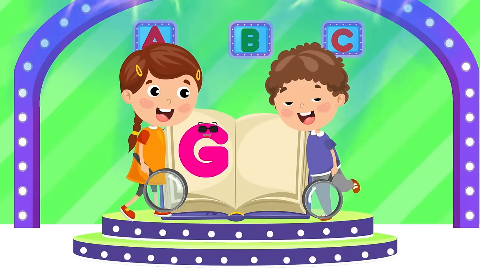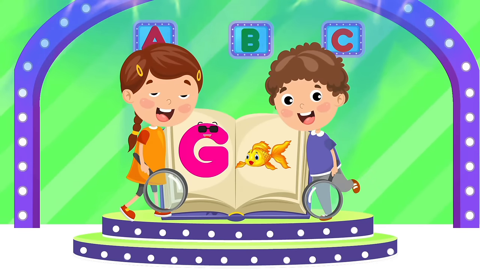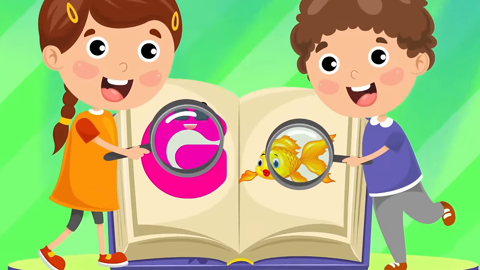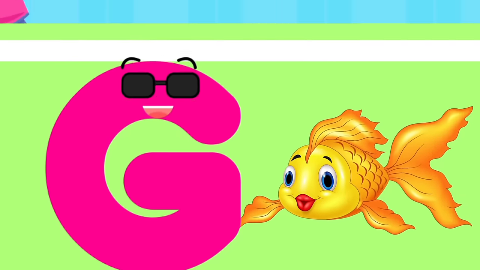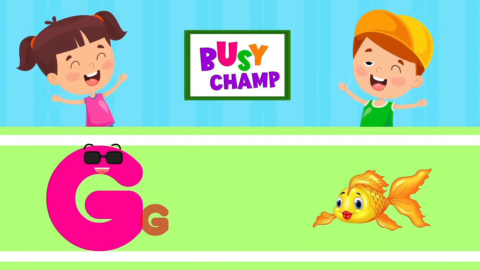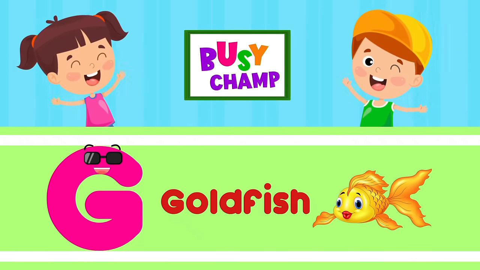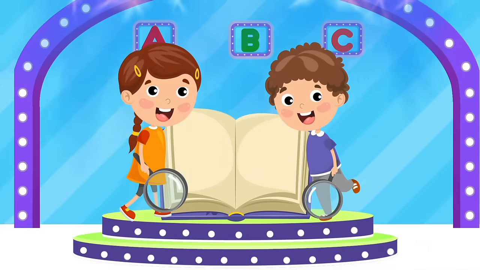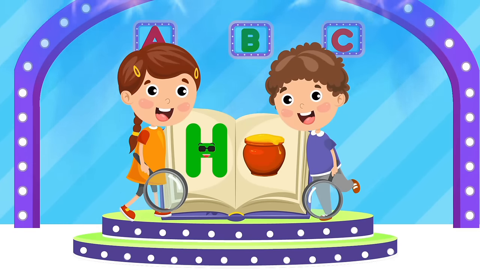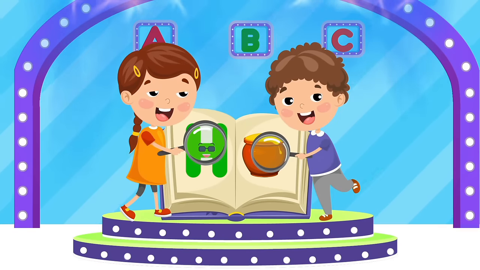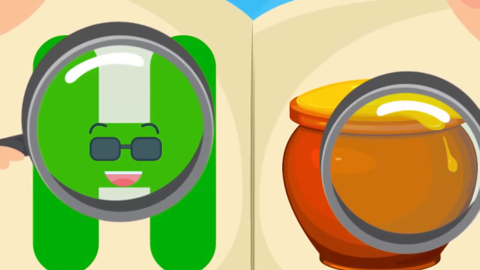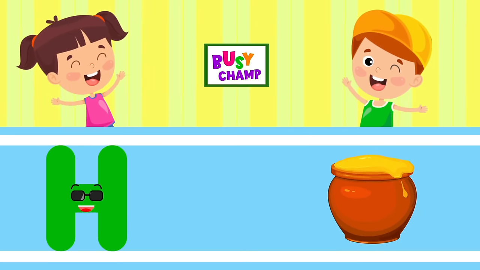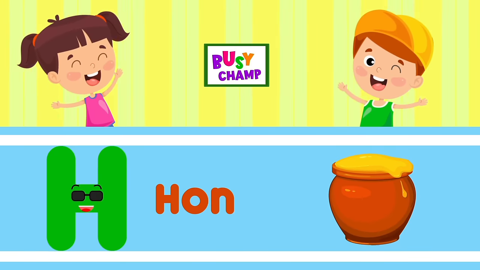This is alphabet G. Goldfish. Goldfish starts with G. Here comes the alphabet H. Honey. Honey starts with H.